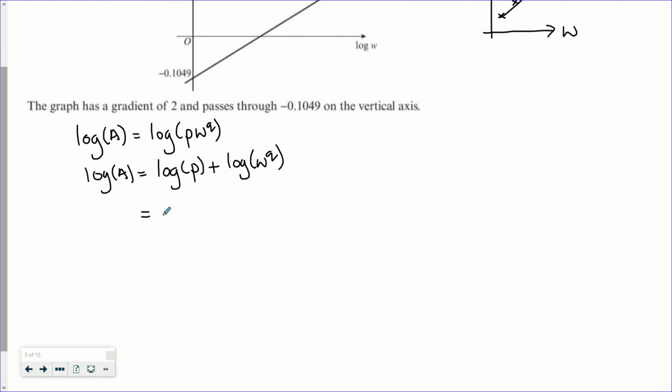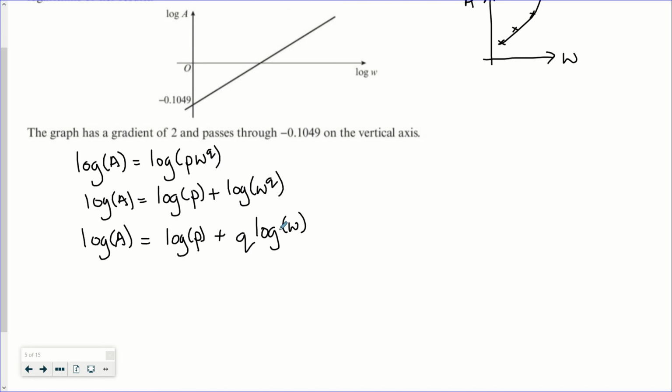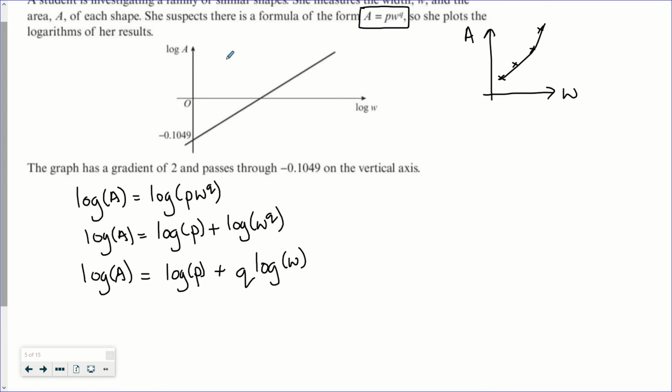Then we use another log law, and we can bring the Q out to the front, and write that as Q log W. So this gives us the relationship between log A and log W. We're going to use the graph that we've been given, which someone has plotted for us, showing the relationship between log A and log W, and then compare the two equations that we get.